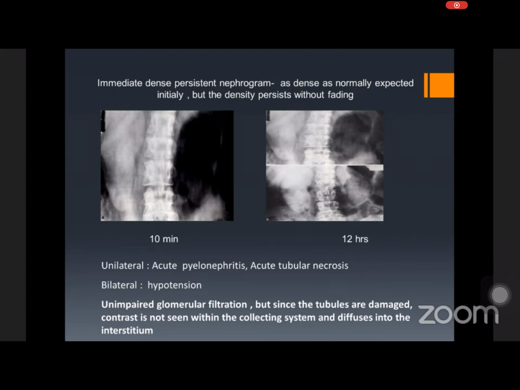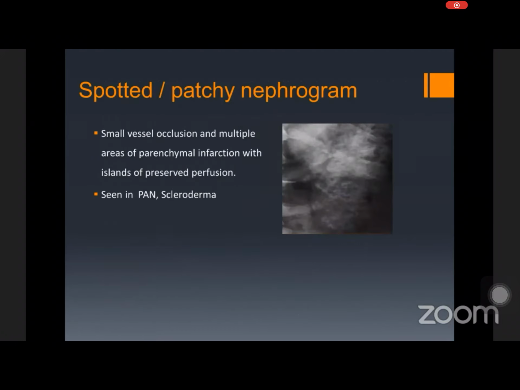So coming to spotted nephrogram, it's an inhomogeneous nephrogram. What we see is multiple areas of non-opacification of the renal parenchyma with areas of preserved perfusion. This can be seen in small vessel vasculitis, where there are areas of decreased blood flow. In those areas, there will be non-enhancement. So the areas of preserved enhancement take up the contrast and so the nephrogram will be inhomogeneous or spotted. Commonly it is seen in polyarteritis nodosa and scleroderma.